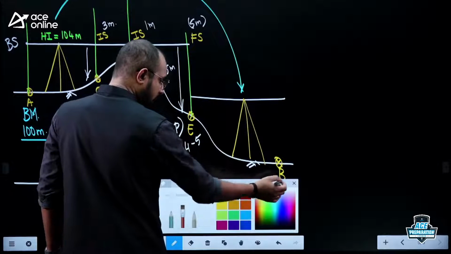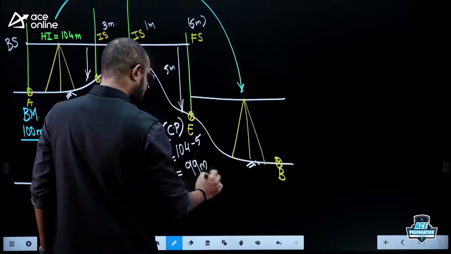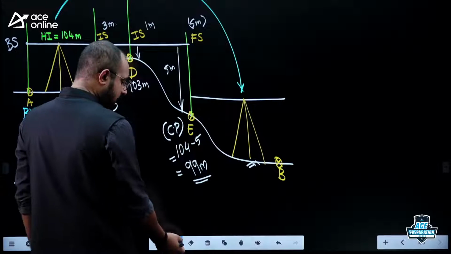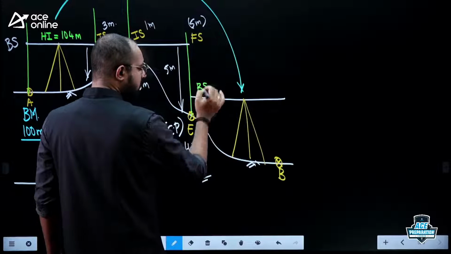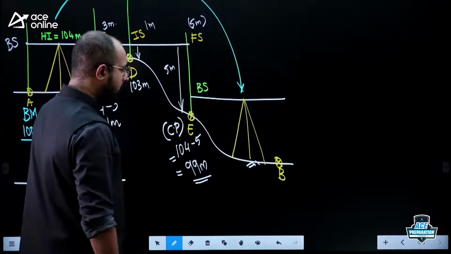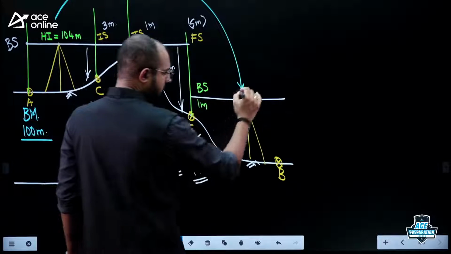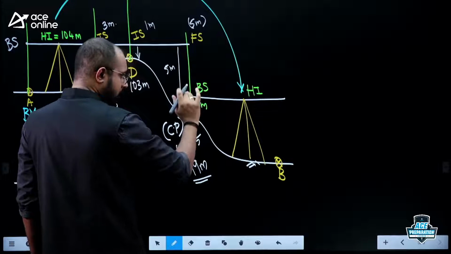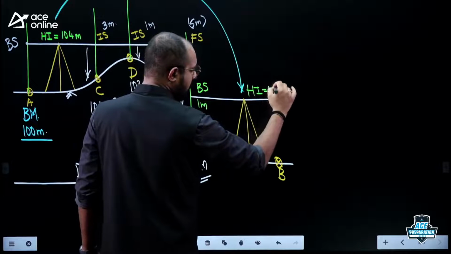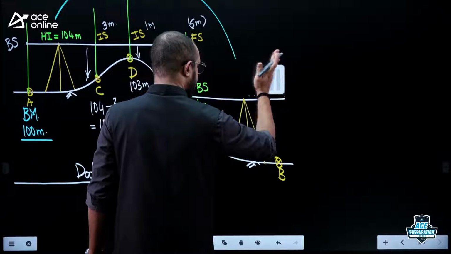What is the elevation of this point E? It has already been established as 99 meter. So if E is a point of known elevation, what should I call this reading? I should now call this reading a backside, because it is a staff reading upon a point of known elevation. Let me tell you that the staff reading is equal to 1 meter, which means the new height of the instrument will be 99 plus 1, that is equal to 100 meters.